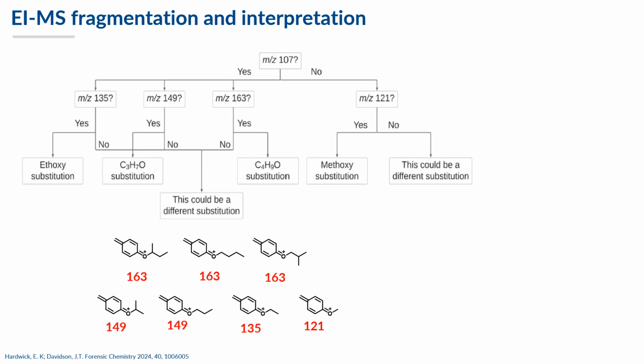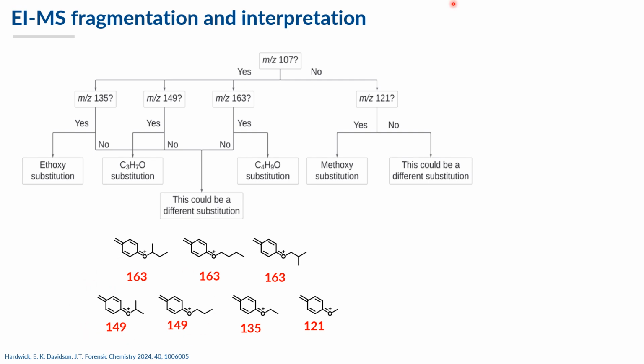Hardwick and Davidson put together this decision tree on benzylic cleavage. The first step is to identify if there is a peak at 107. If there is no peak at 107, but there is a peak at 121, there is likely a methoxy substitution. Now, the most common benzylic cleavage ions are 135, 149, and 163. Now, you'll notice that there are regioisomers for peak 163 and 149.